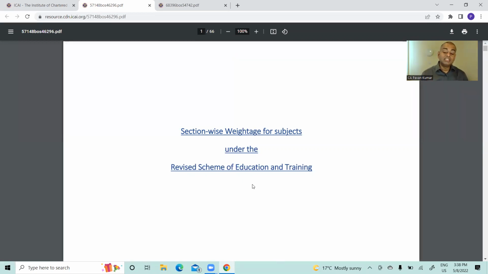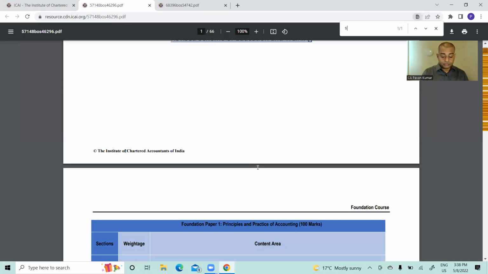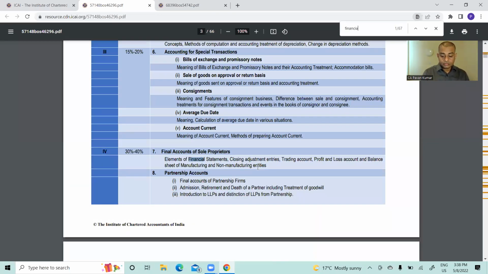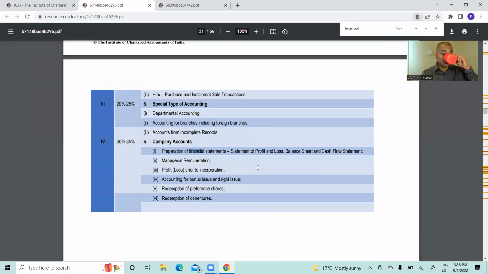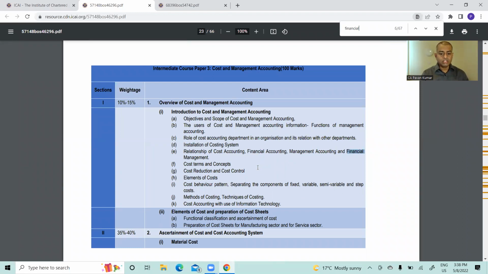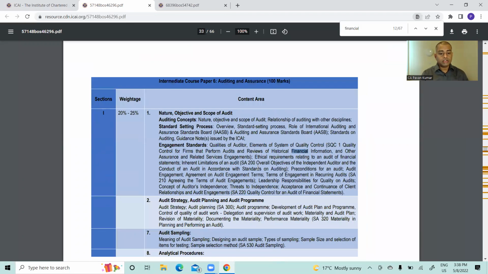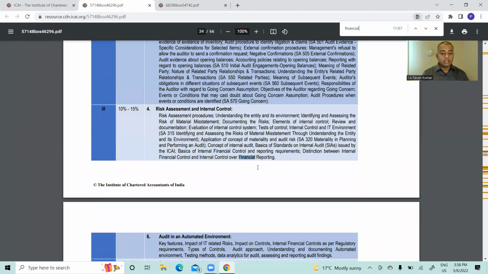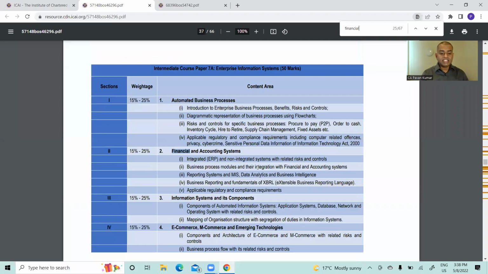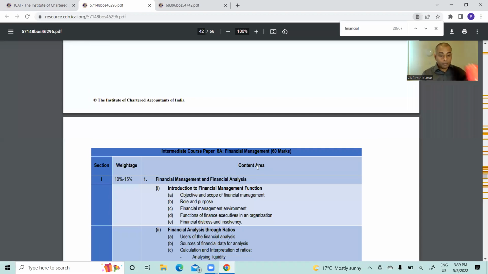Do you know what this is? This is a document prepared by ICAI and uploaded on the website 2.5 years back, and more or less they are following the same model. In this, for foundation, inter and final, the subject-wise weightage from the exam point of view is given. So this is costing, consolidation, this is auditing and assurance. Then go next. This is the one.